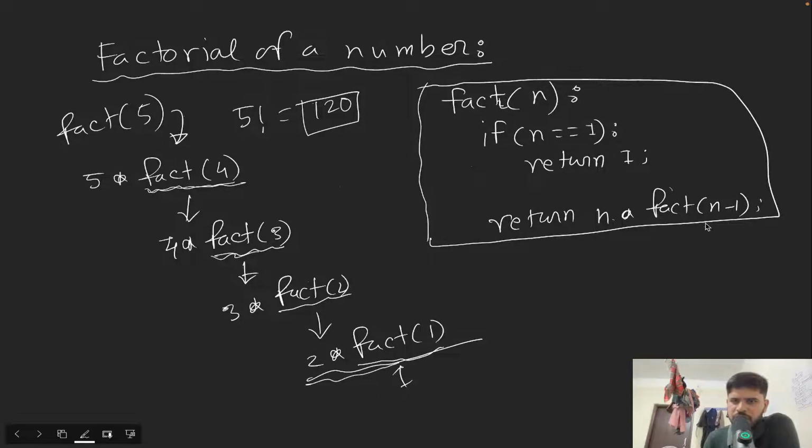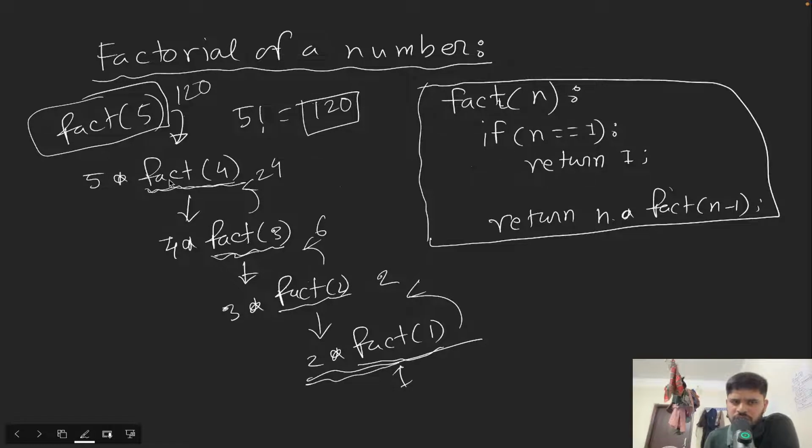So this part will be replaced with 1. 1 times n, here n is 2. So 2 times 1 equals 2. It will return 2. Then here it will be replaced with 2. So 3 times 2 equals 6. It will be replaced with 6. 4 times 6 equals 24. It will be replaced with 24. 5 times 24 equals 120. So factorial 5 equals 120. This is the core intuition.